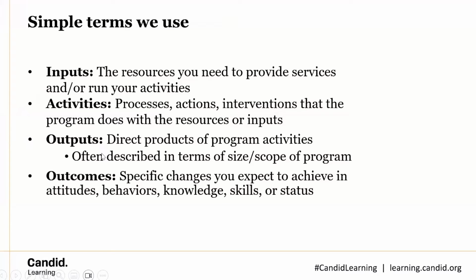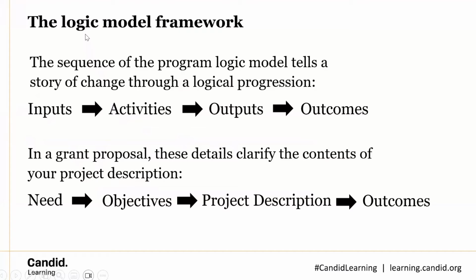So inputs, activities, outputs, and outcomes are what make up the logic model. It's called a logic model because it's linear. You think of it as a logical progression of steps, if you go from your inputs to your activities, to your outputs and your outcomes.